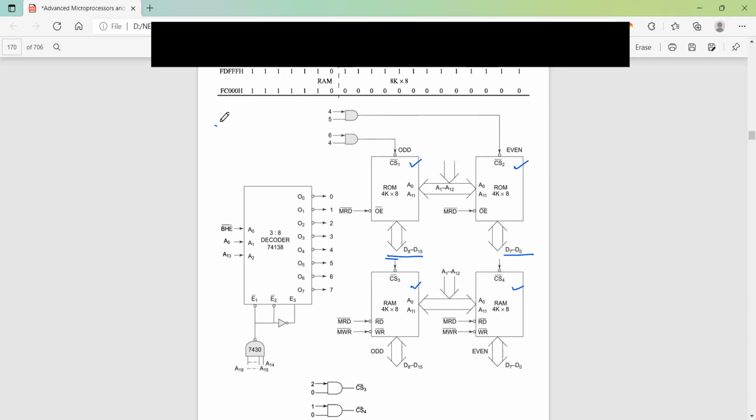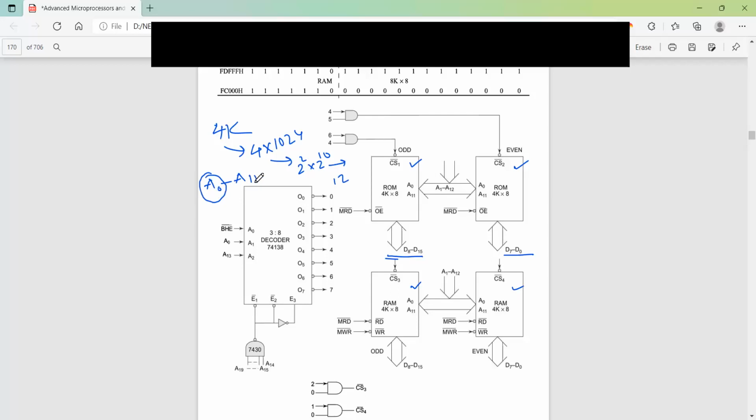Now, how many locations do we have? We have 4K locations. Each of the memory blocks is having 4K. 4K means 4 into 1024. That means we require 2 to the power 2 into 2 to the power 10, that means 12 address lines. 12 address lines means we require A0 to A11. But what is done over here, just understand, because A0 decides which bank we are using, so we are keeping A0 separate. We require only 11 lines.